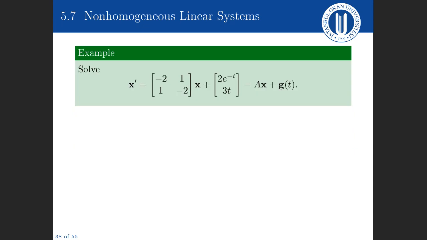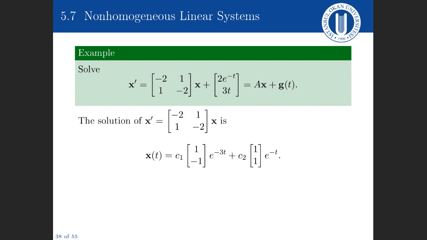For example, solve x prime is equal to the matrix minus 2, 1, 1, minus 2, times x, plus 2e to the power minus t, 3t. Yes, it's this example again. This one was solved two times already. We're going to solve this a third time, and this won't be the last time we solve this today.